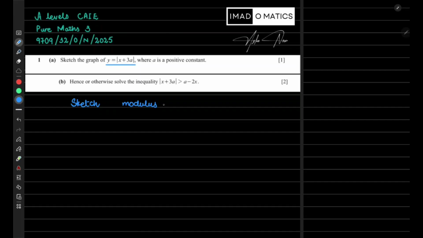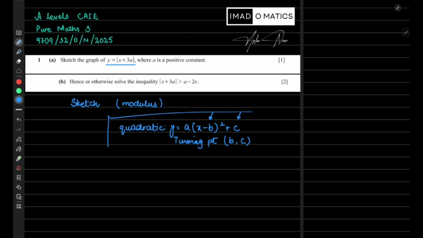First of all, if you remember the quadratic graph, we used to have the completed square form a(x minus b) whole squared plus c. That gives you the information about the turning point, and the turning point is (b, c). This gives you the x coordinate of the turning point, and this gives you the y coordinate. This we used to do in the case of a quadratic curve.